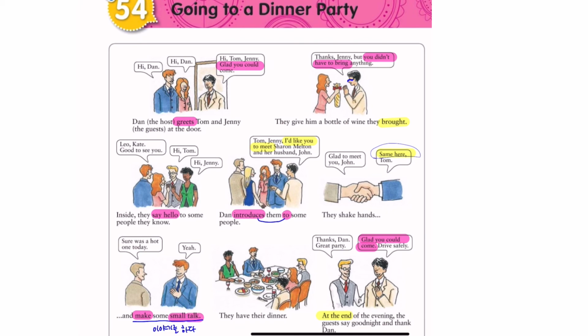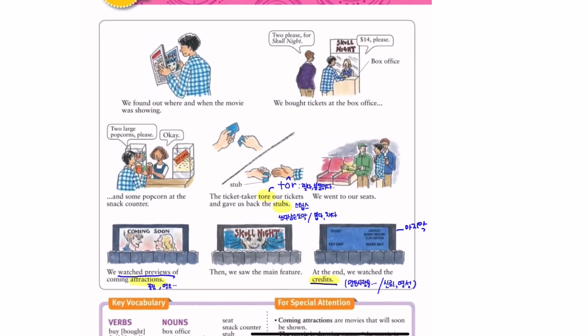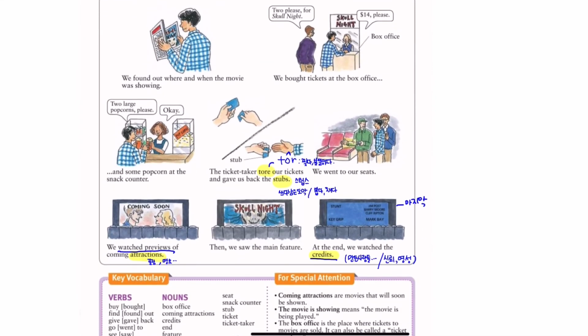Unit 55. Going to a movie. We found out where and when the movie was showing. We bought tickets at the box office. "2, please, for Skull Night." "$14, please." And some popcorn at the snack counter. "2 large popcorns, please." "Okay."